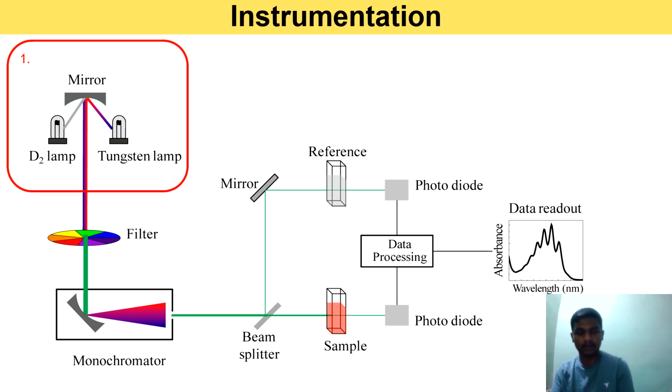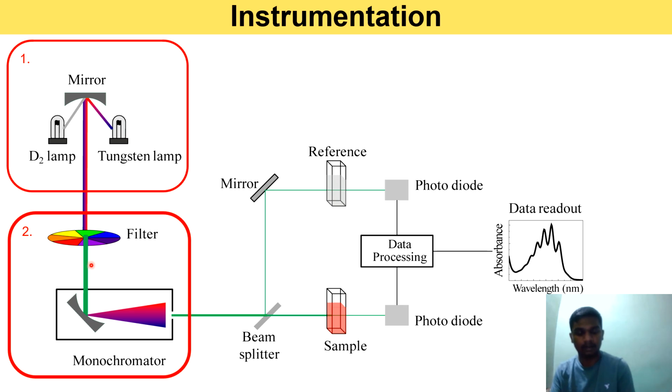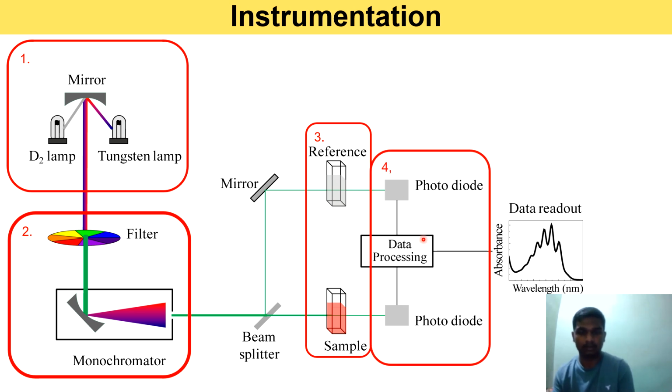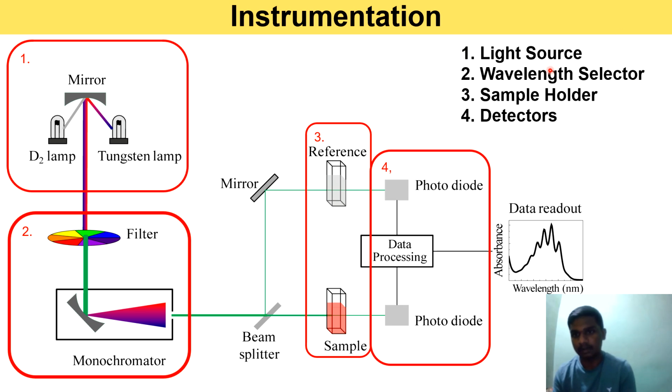First, this part is the light source, where the light is emitted from a deuterium lamp, tungsten lamp, or hydrogen lamp. The next part is the wavelength selector, where filters and monochromators and further things are used. The third part is the sample holder, where the sample liquid is placed. The fourth part is the detector, used to detect the presence. These are the four major parts.